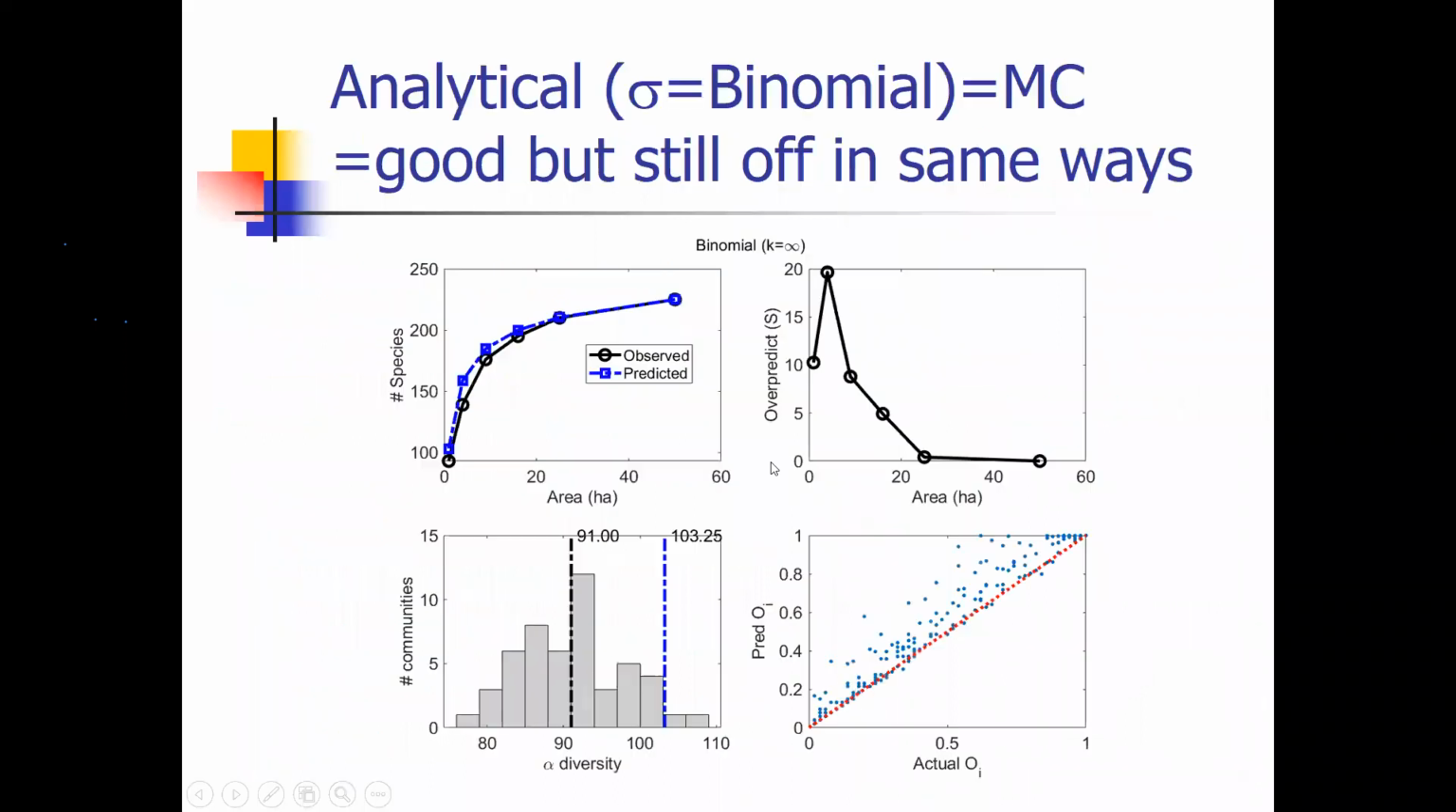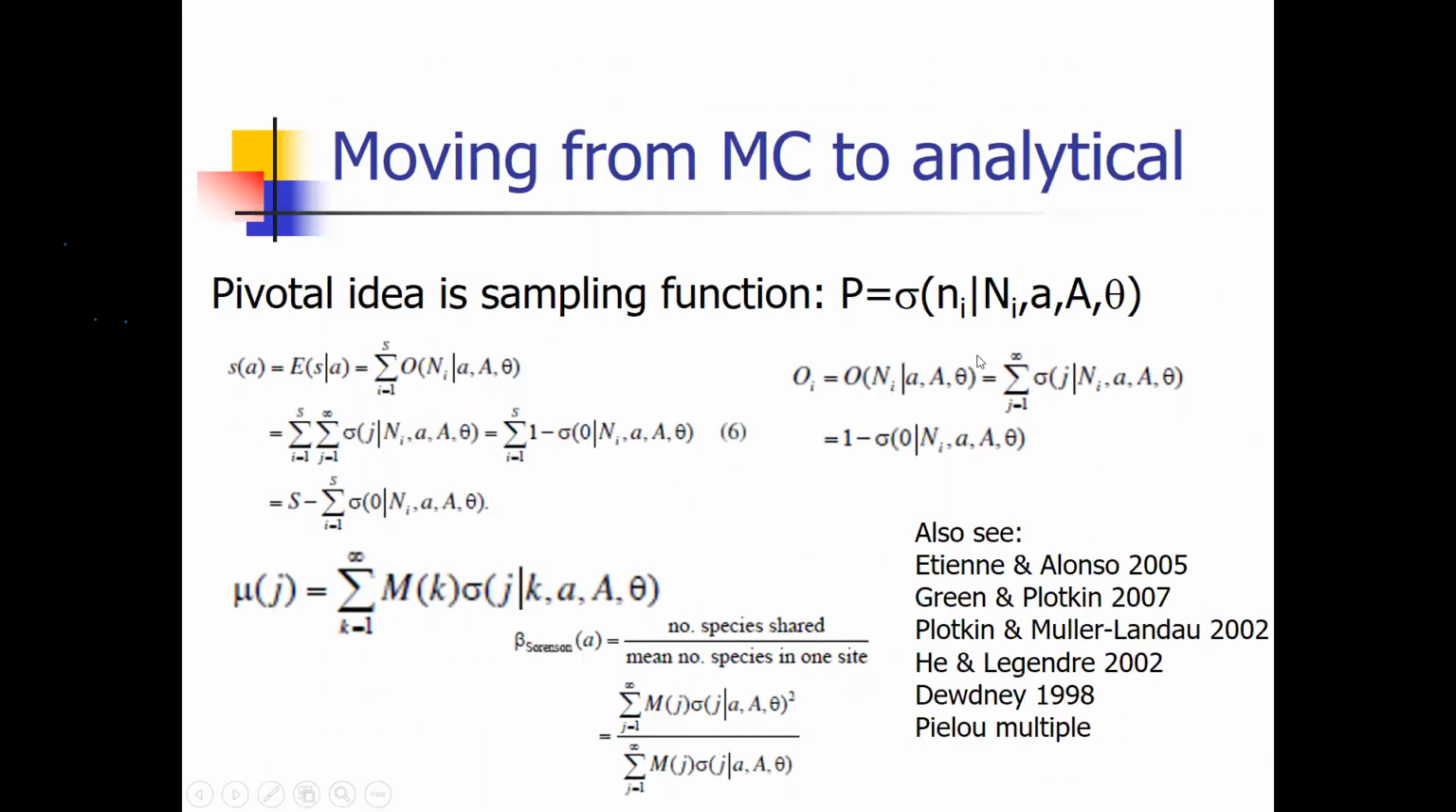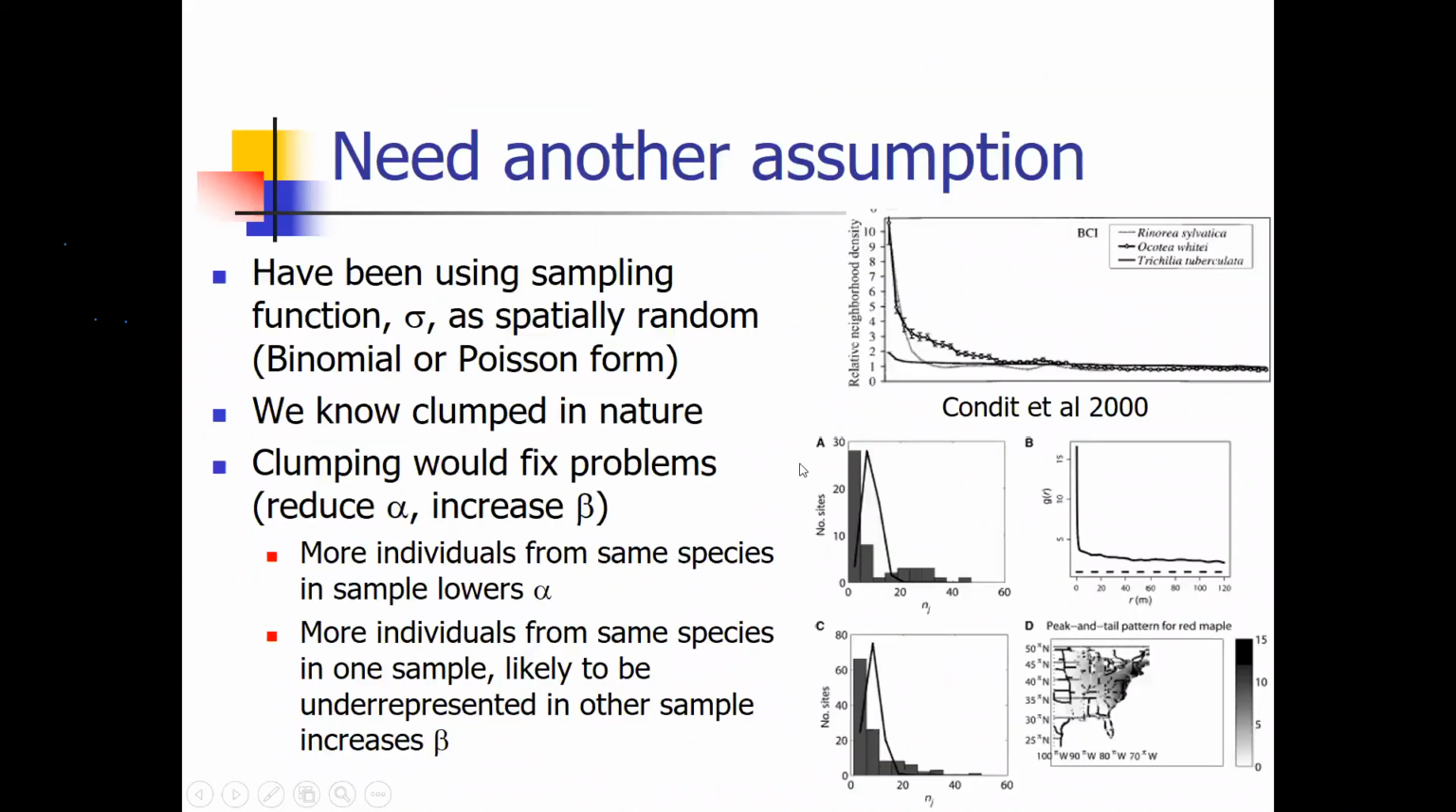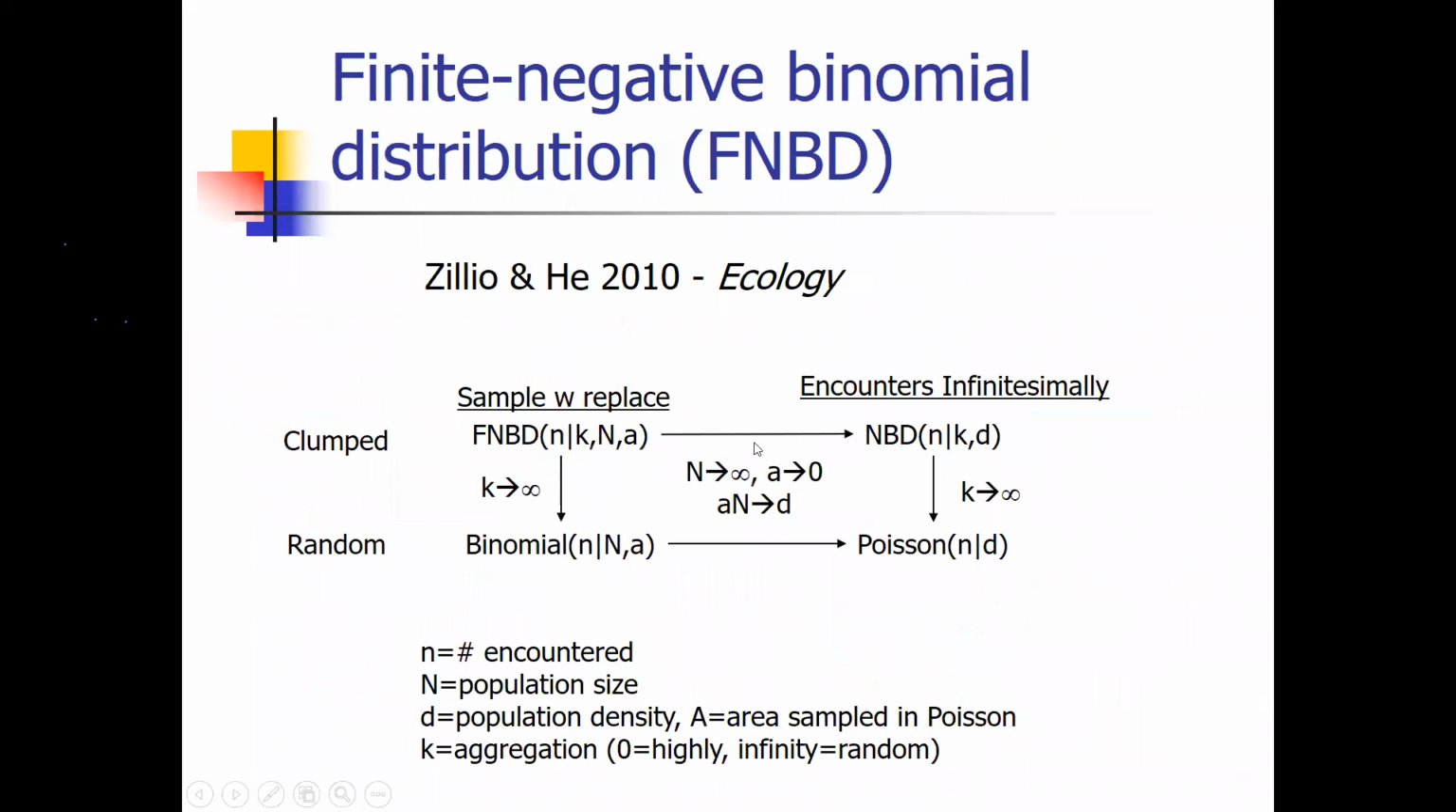So we have a sampling function. We allow ourselves to have more parameters. It would be nice if we could throw in a parameter to represent clumping. And I'm really borrowing very heavily from a nice paper, I don't think it's got anywhere near the attention it deserved, by Tommaso Zilio and Fengling He in 2010 in Ecology. And they came up with what they call the finite negative binomial distribution.